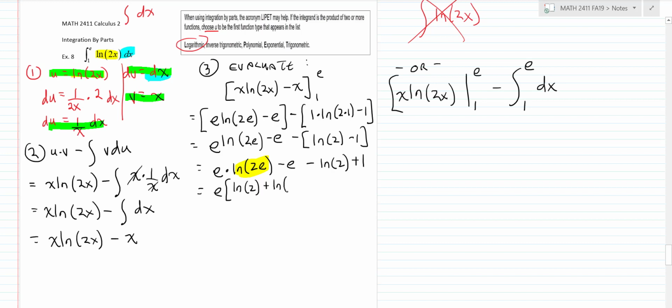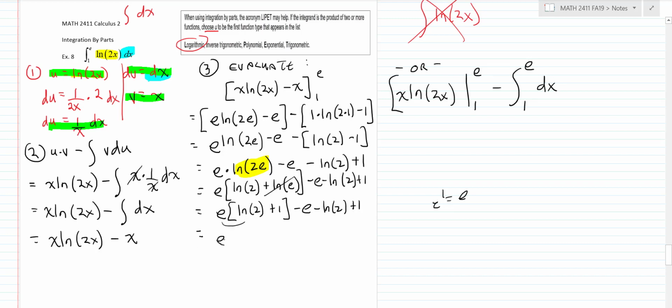So I'm going to go ahead and break that up like this, and then see if that simplifies this a little further. Okay, so what we'd have is, of course, ln of e is 1, because e to the first is e. So we have e times ln of 2 plus 1 minus e minus ln of 2 plus 1. All right, distribute this out. That's going to be e ln 2 plus e. So you're going to end up getting the e's canceling out, it looks like.